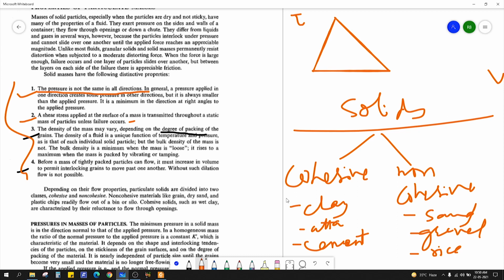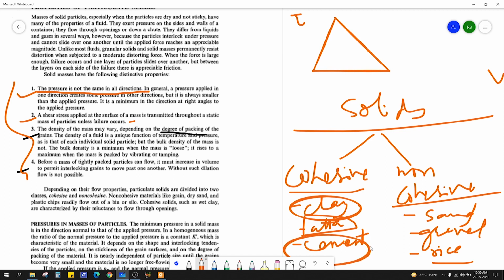If you have observed from daily observations, if you want to pour rice from a bin or bucket, it is very easy, right? The rice will flow very smoothly. But if you want to make atta flow, it's very difficult. And if you want to pour clay or cement from a bag, it is very difficult. It will not flow exactly like liquid. So based on this, it is defined. We have two types of solids, cohesive and non-cohesive, and examples are these.